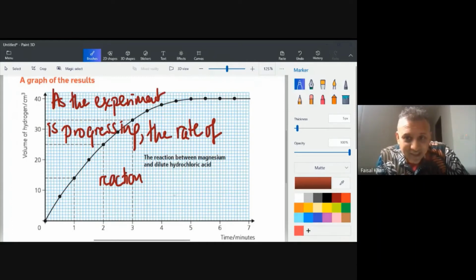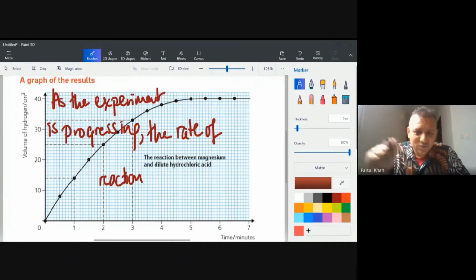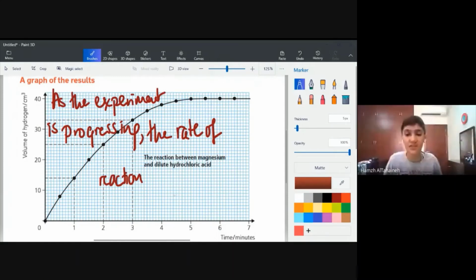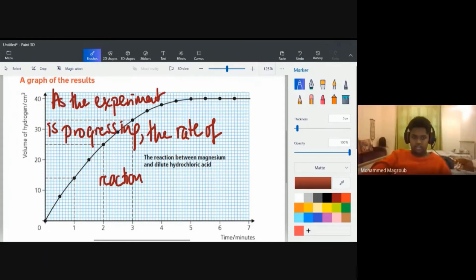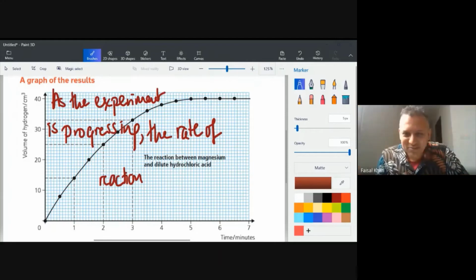Increases. Team effort. What do you think, Mohammed? Also, it decreases because how. You need to get Mohammed's ideas. What do you think, Mohammed? The rate of reaction decreases. Hamza, what's your final answer? It also decreases. Thank you.